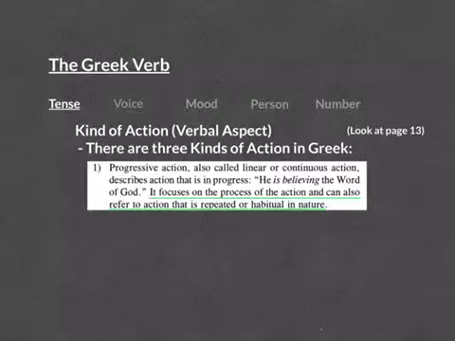So today, we're going to be primarily focusing on progressive action. I will be hitting the other ones. If you could underline anything, it would be underlining it focuses on the process of the action and can also refer to action that is repeated or habitual in nature. And you can look at page 13 for that.